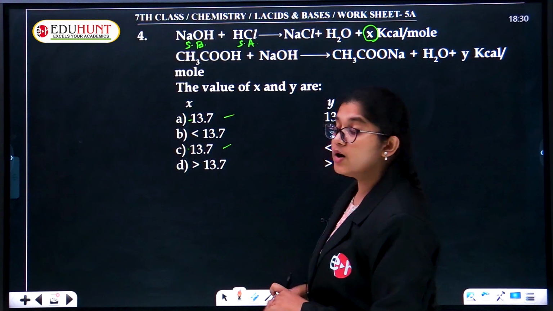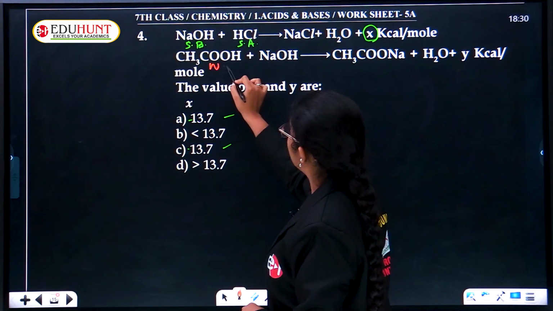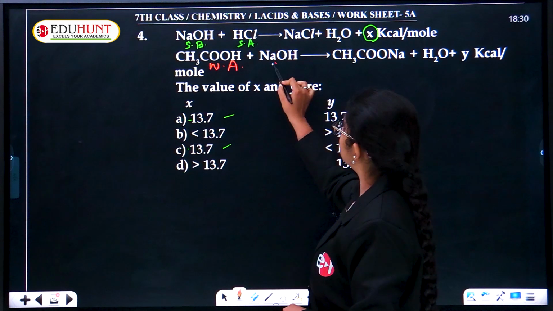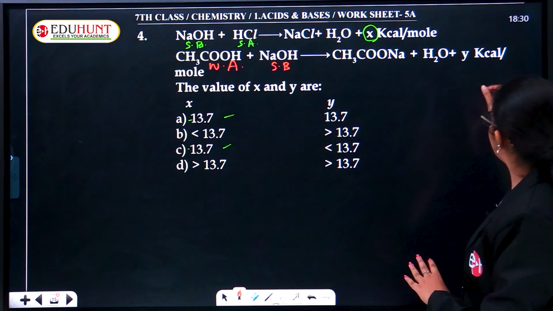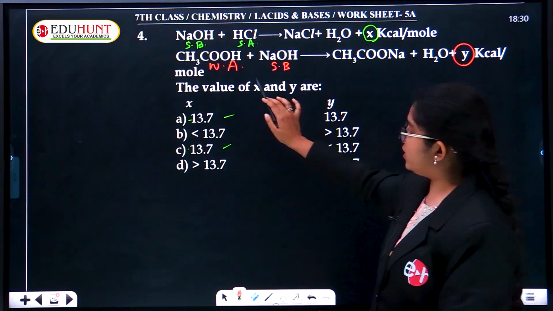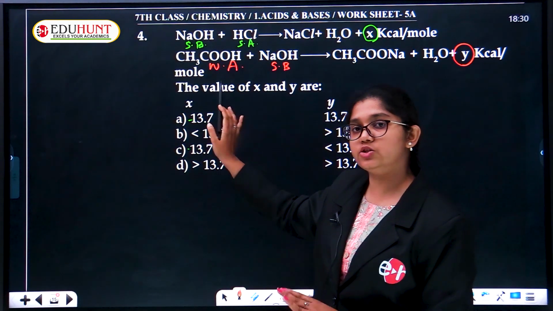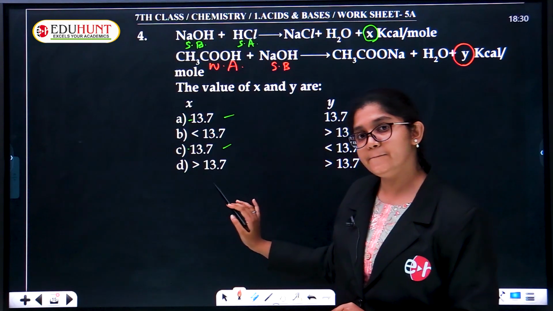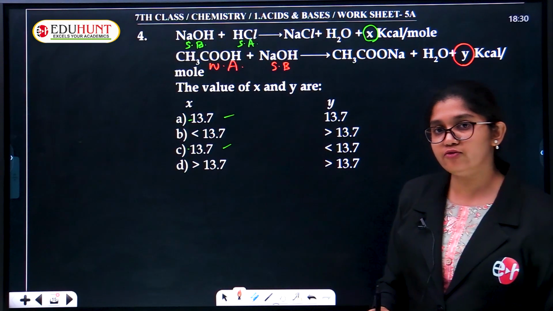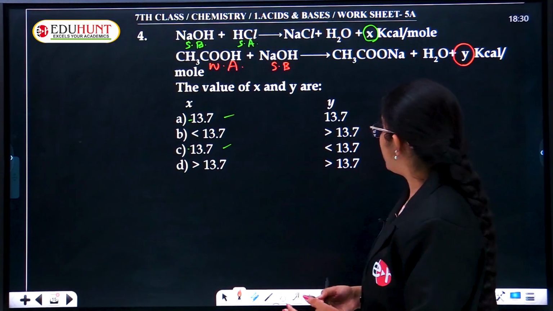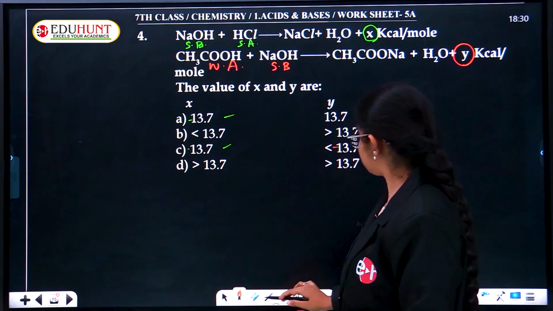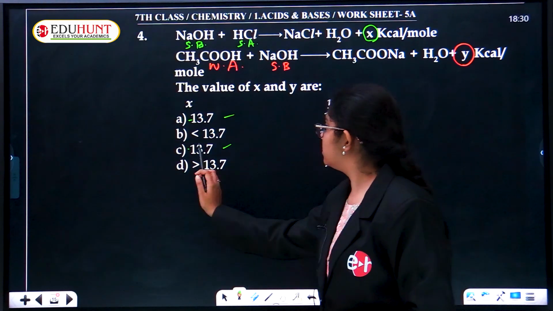which is a weak acid, and NaOH, a strong base, and it gives salt and water with Y kilocalorie. We know if any one is weak, we have to remember that it should be less than minus 13.7 kilocalories per mole. Here option C is correct.